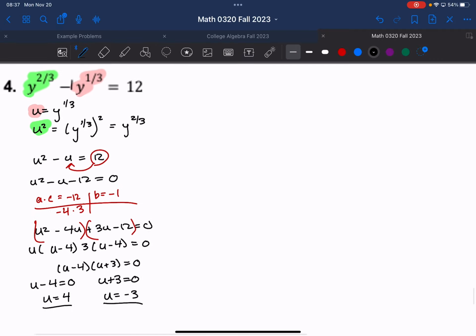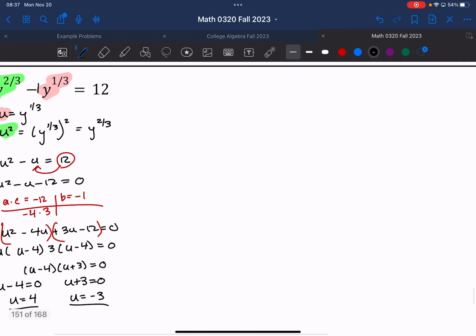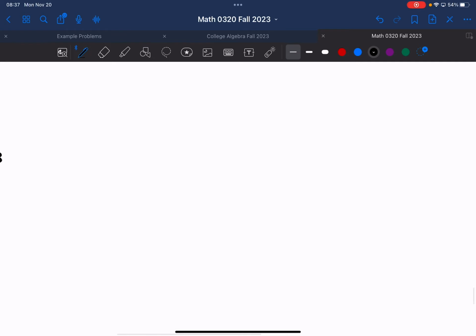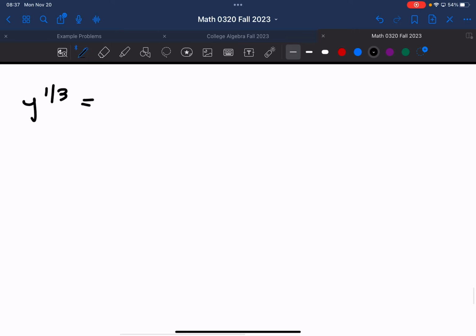Okay, is this my answer? No, what am I going to be doing with those u values that I found? Plug it into that u equals y to the 1/3. Okay, so I have y to the 1/3 is equal to my first one I got, which was 4. What am I going to do to both sides to get rid of that 1/3?